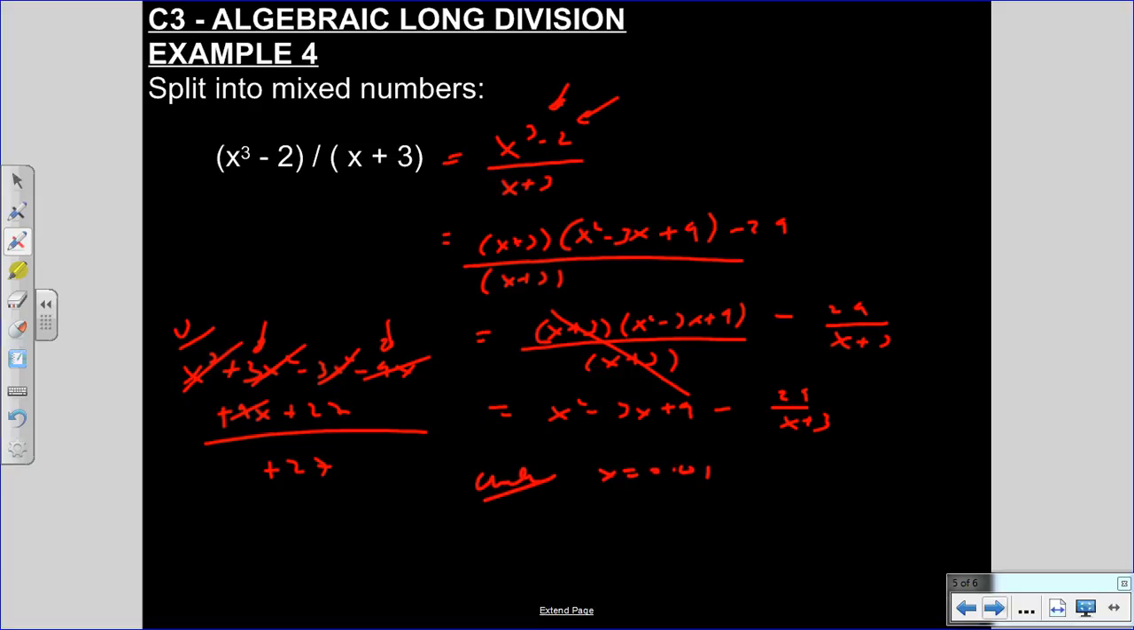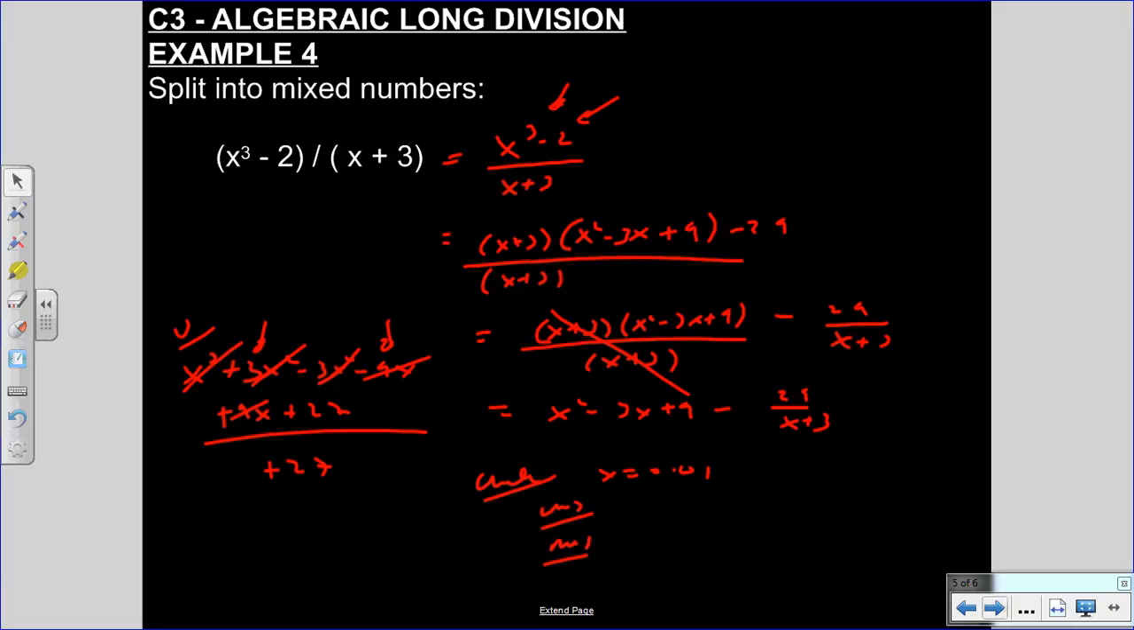x equals 0.01, left-hand side, right-hand side. The reason we use 0.01 is that you're never going to be dividing by zero on the bottom. You see, if you've got a fraction, let's say your factor was x minus 1 and you put in x equals 1, then you'll be dividing by 0 and all of our noses will start bleeding.